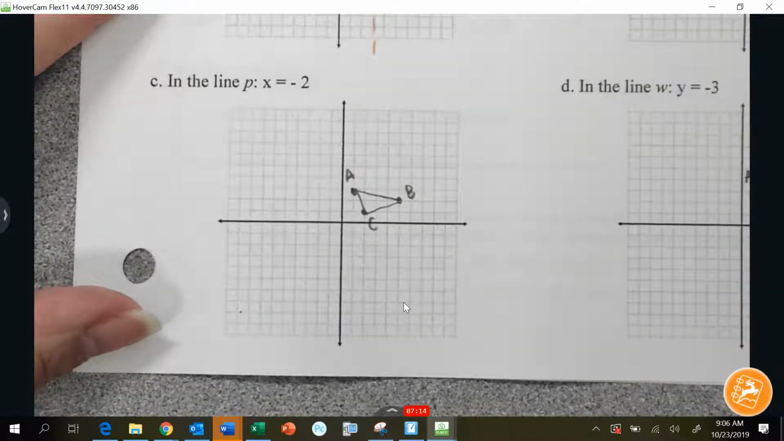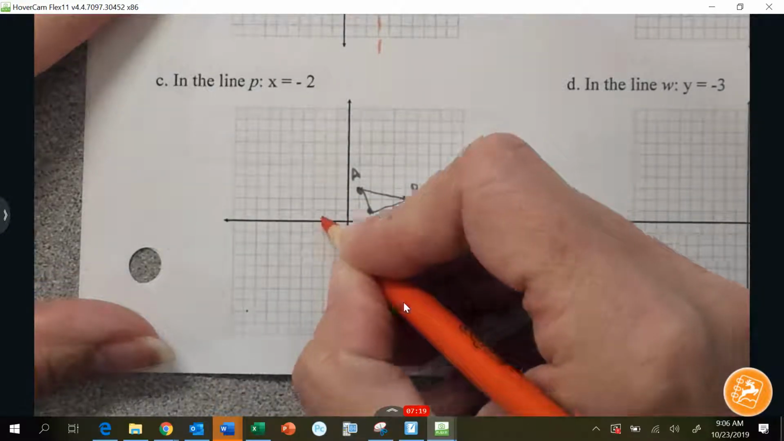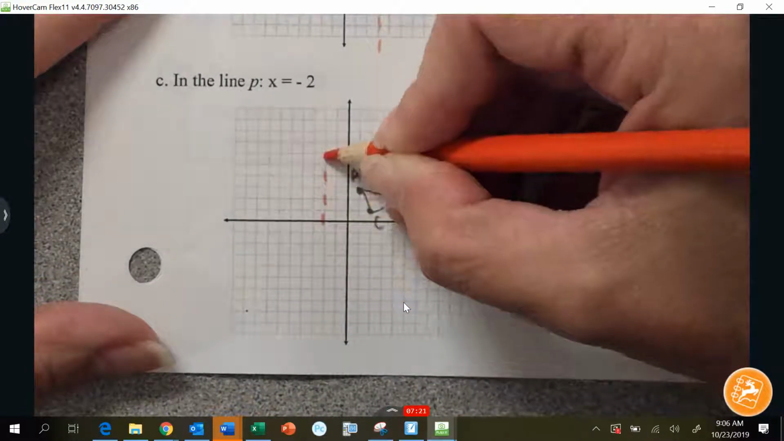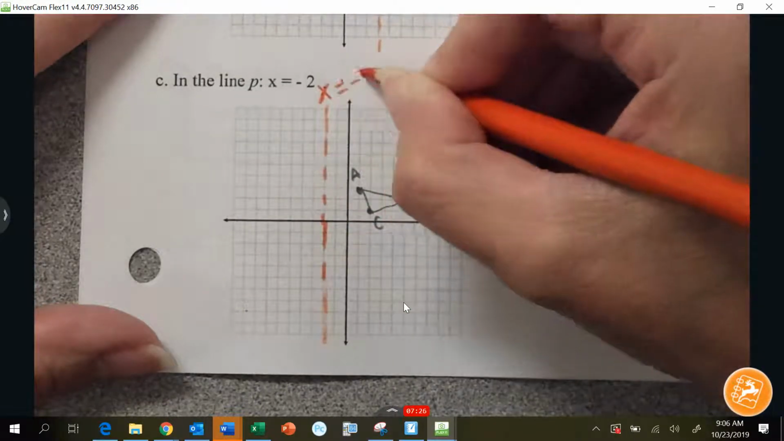Next one is line P, x equals negative 2. So we go on the x-axis and we find negative 2 and we draw a vertical line at x equals negative 2. That is line P.